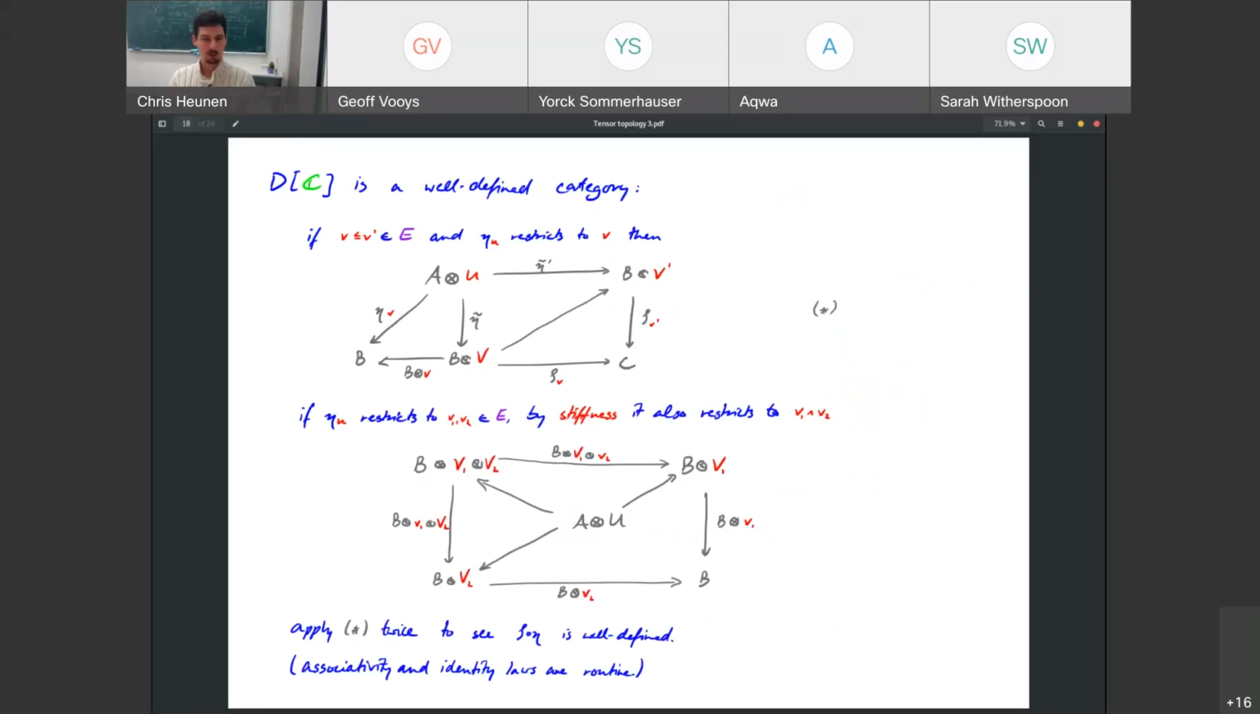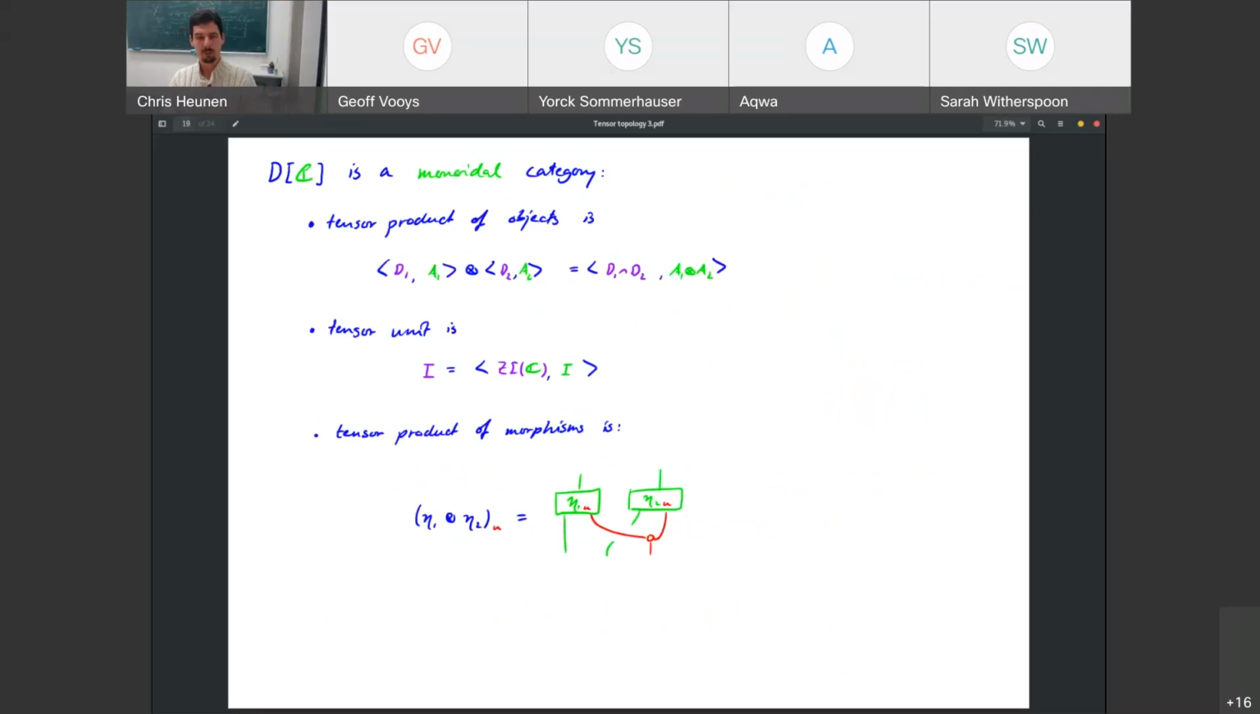Let me look at the time. I think I'll skip proving that it is a well-defined category. But it's not just a well-defined category, it's in fact a monoidal category. Because I can also give you the tensor product of two objects and two morphisms in a new category.